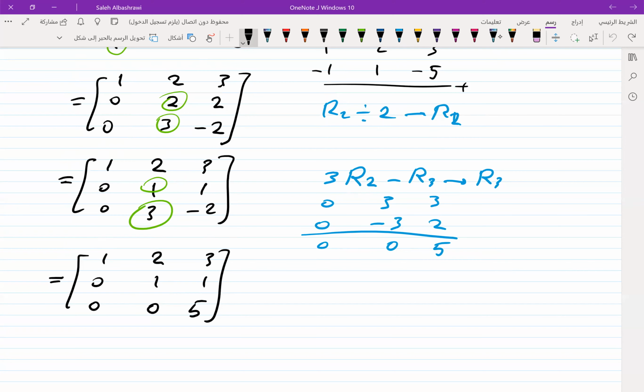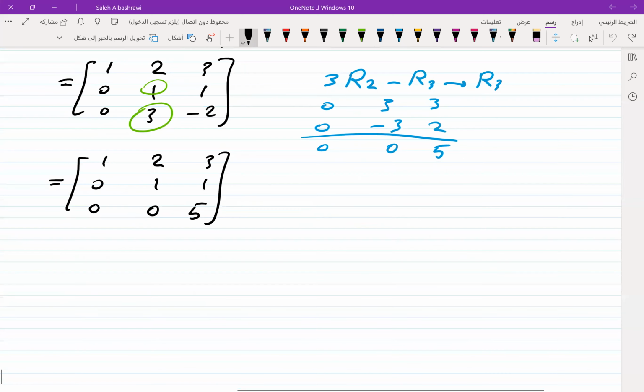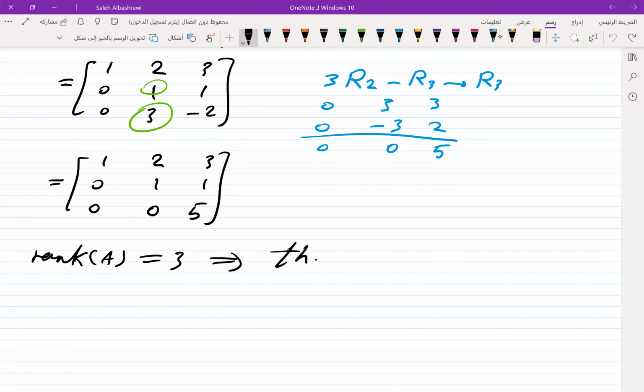Since we don't have any 0 row in the echelon form, there is no 0 row. All of them have some value. So we can say the rank of A in this case is equal to 3. It is equal to the number of the vectors given there. Since there is no 0 vector in this matrix, we'll say the vectors are linearly independent.